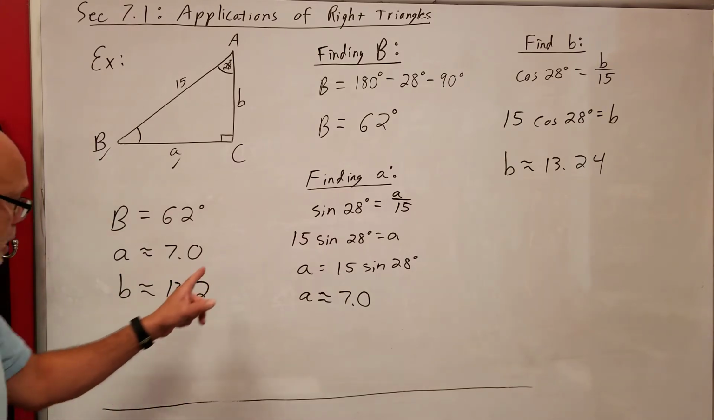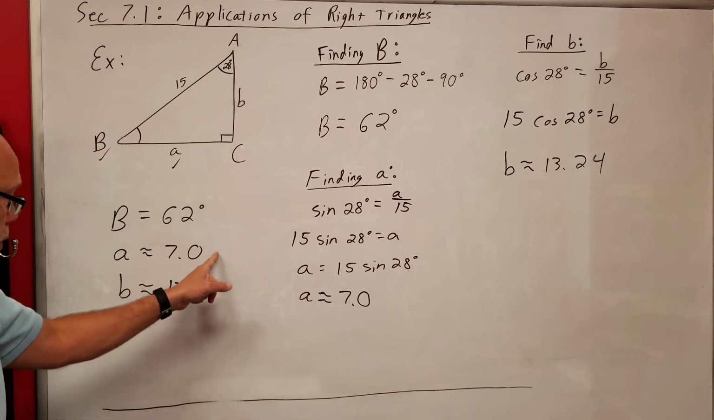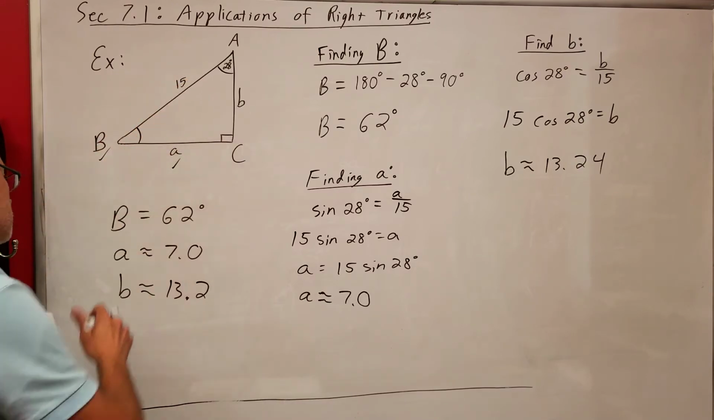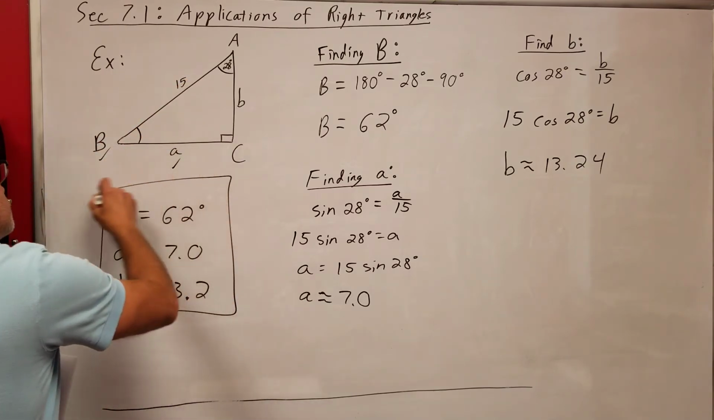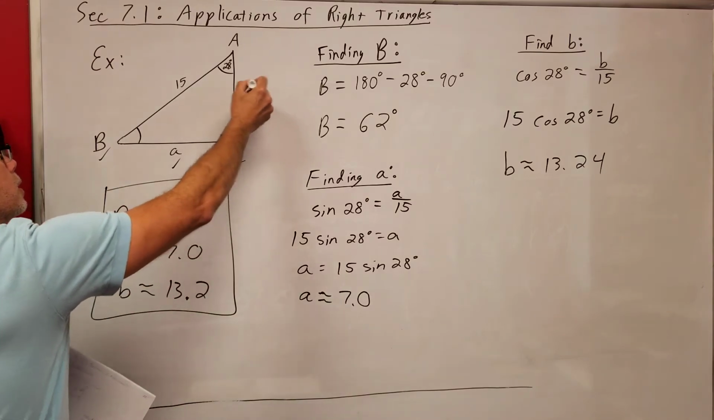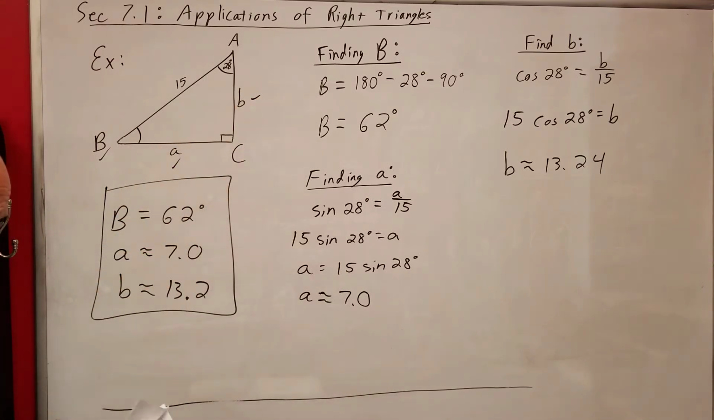Now, do we have any units here for the side length? No, because they give me the side length without a unit here. So, there we go. That triangle now is solved because I found all the unknown angles, all the unknown sides. All right, let's move on to our second example.